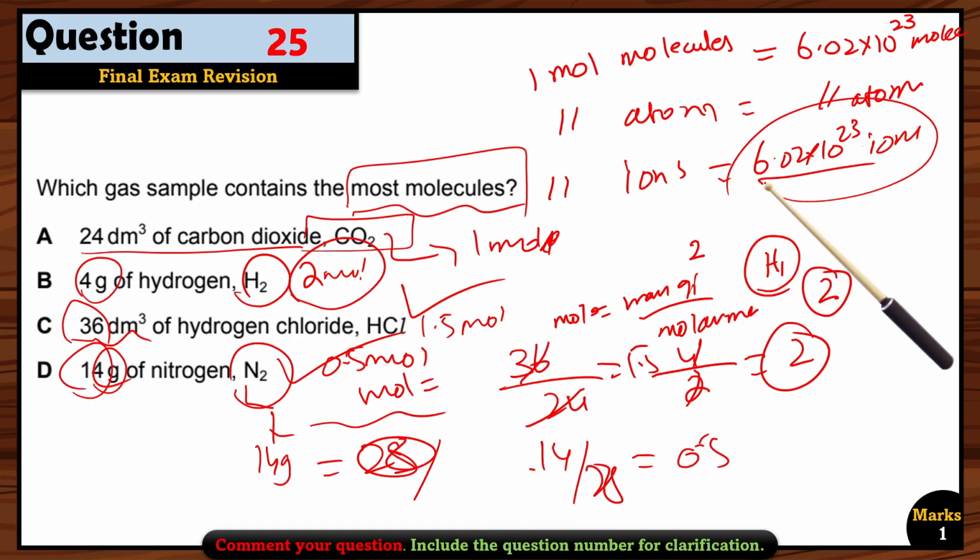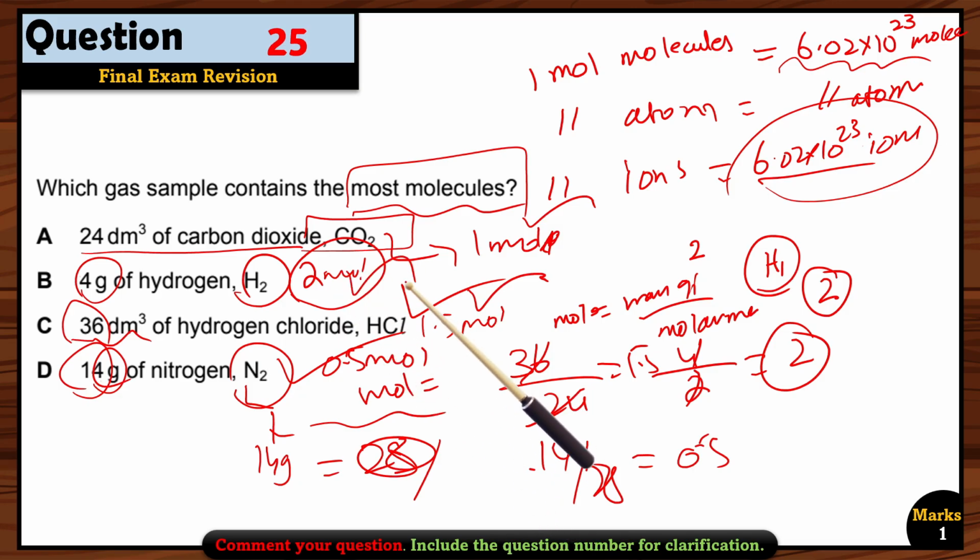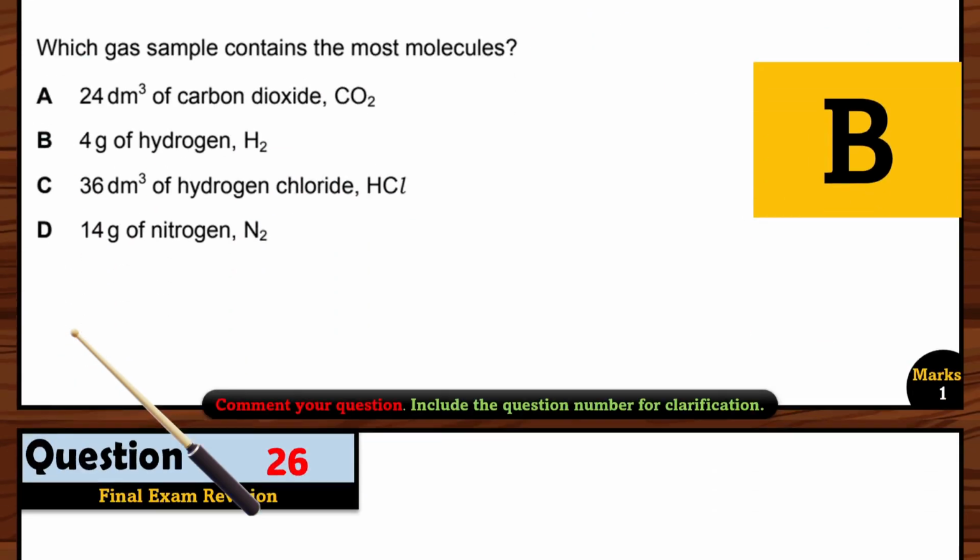So it will have double the number of particles of this one. This one has 6.02 × 10^23, this one has more than that, but this is now double of 6.02. So that's why option B is the right option. The more moles, the more molecules will be present in that compound or in that element. Okay, so option B is the right option.